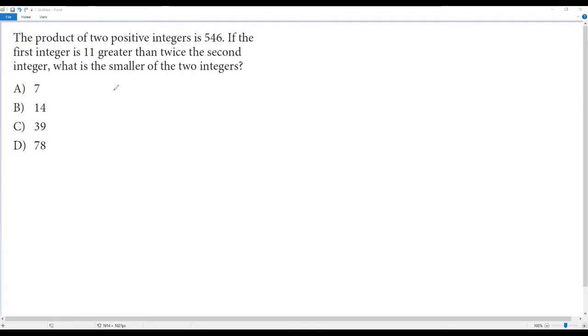The product of two positive integers is 546. If the first integer is 11 greater than twice the second integer, what is the smaller of the two integers? Okay, now let me assume x and y as the two integers. Let me write it over here.